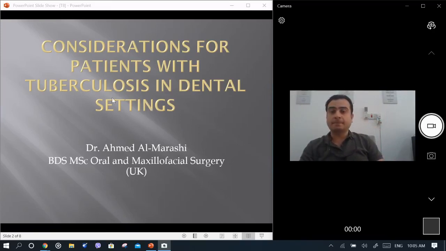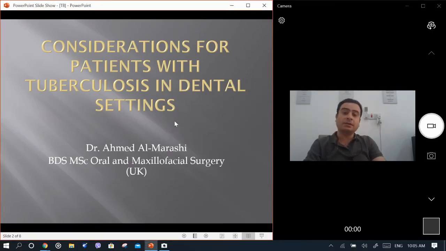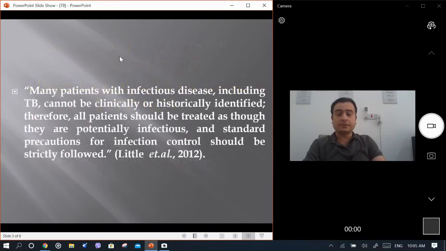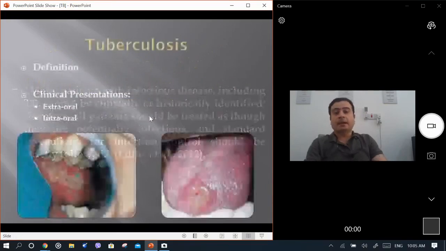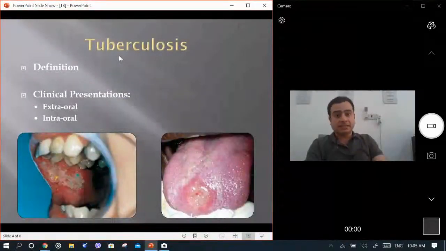So as we said, it is the consideration for patients with tuberculosis in the dental settings. In the beginning, what is tuberculosis? Tuberculosis is an infectious disease that's spread worldwide and caused by Mycobacterium tuberculosis.